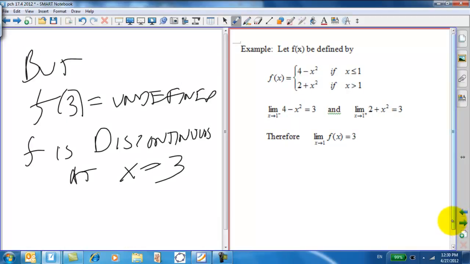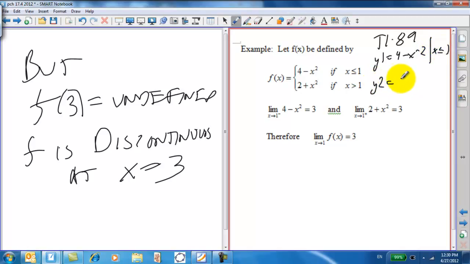Okay, now let's look at this function. f of x is defined in pieces. And on your TI-89, it's easy to enter these because you can just say y1 equals 4 minus x raised to the 2, and then put the bar down, x less than or equal to 1. Remember, you can use the diamond to get the less than or equal to. And put in y2 as 2 plus x raised to the 2 with x greater than 1. So that's how you can put the conditions on there and get your piecewise function down.